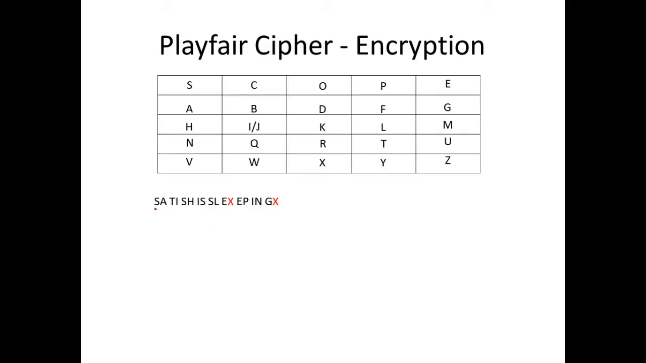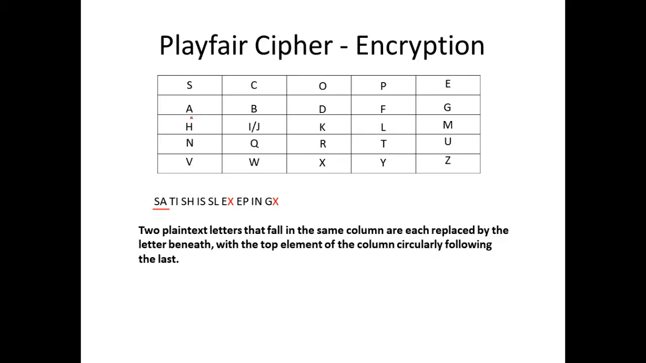Now we'll take every digraph: SA. So where is SA here? S and A fall in the same column. Once two characters are in the same column, we have to apply a rule. You go to the first character and then take the character beneath it. So what is beneath S? A. So S will be substituted as A, and A will be substituted as H. So what is beneath A? That is H.